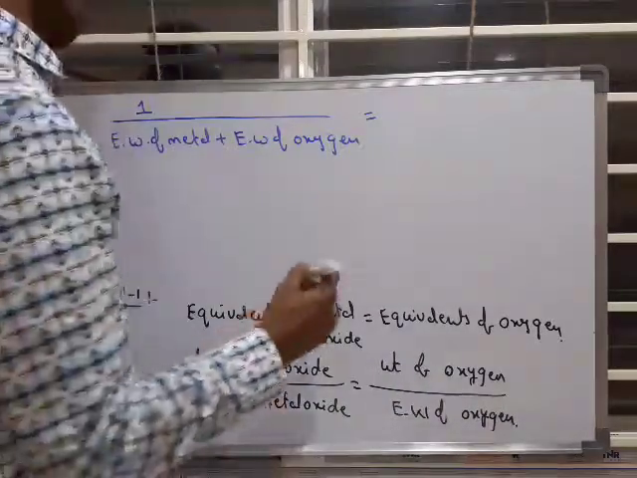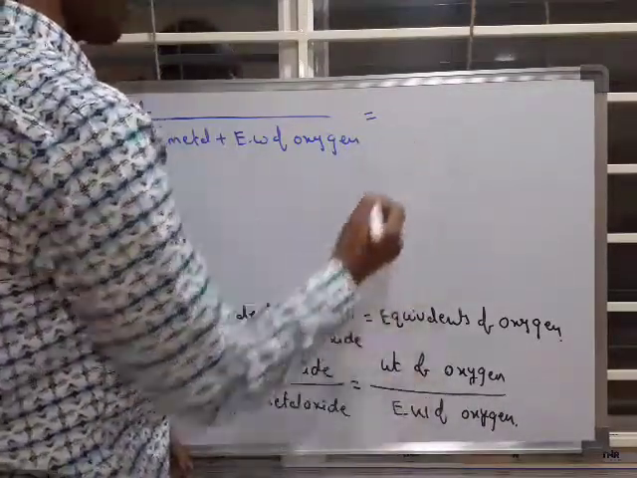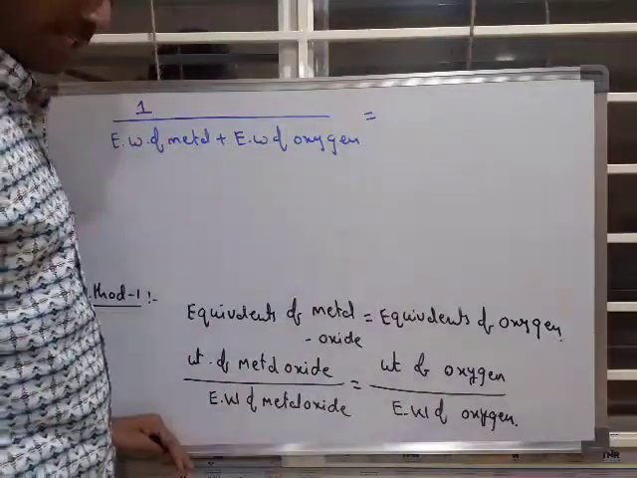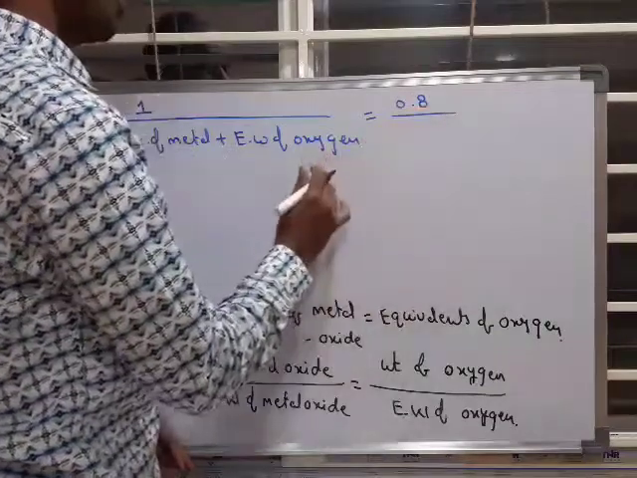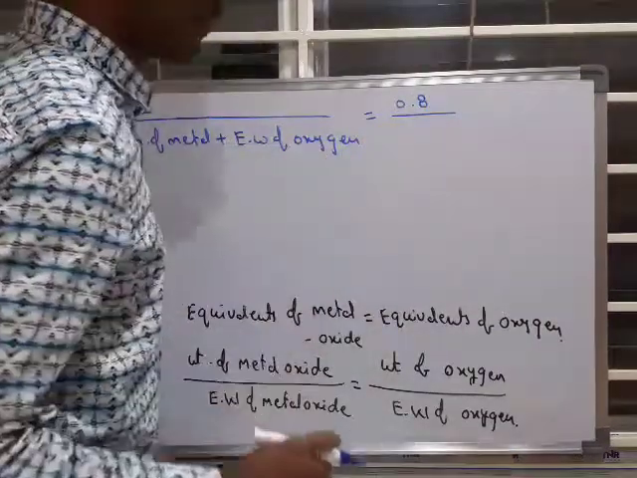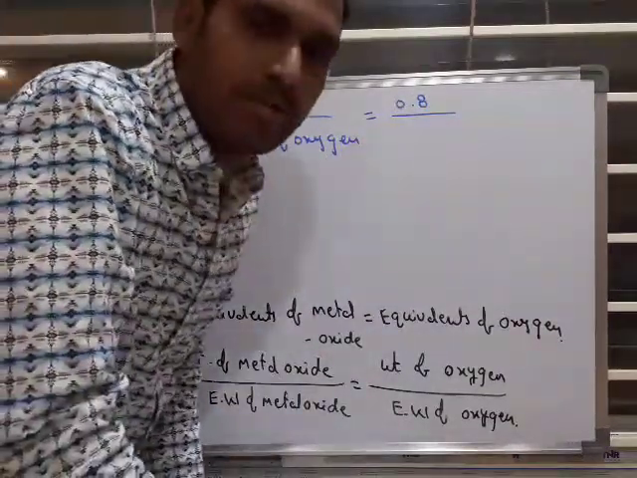So equivalent weight of oxygen means weight of oxygen, how much? Already we calculated the weight of oxygen, given as 0.8. What is the equivalent weight of oxygen? So how to calculate the equivalent weight of an element?